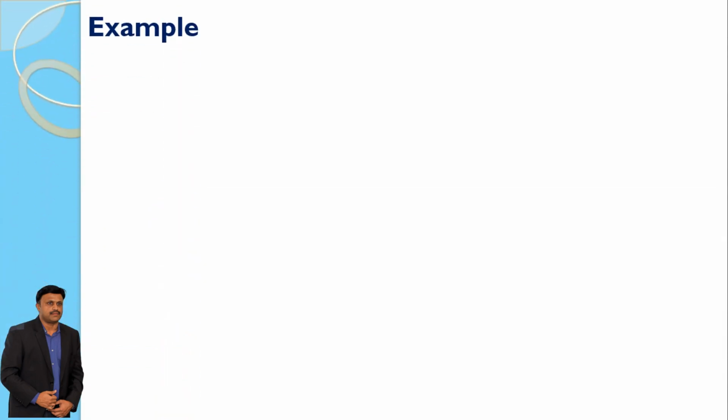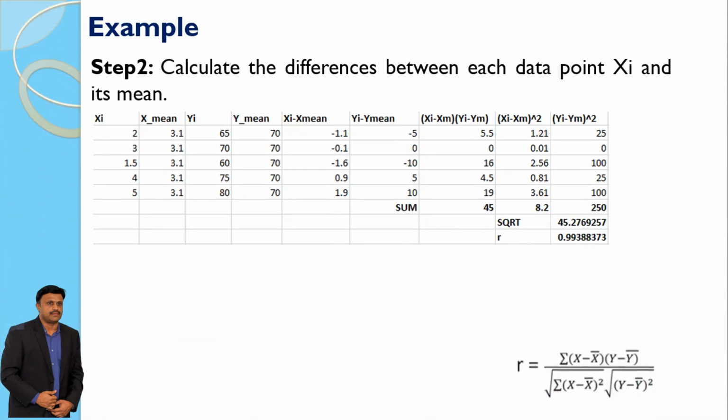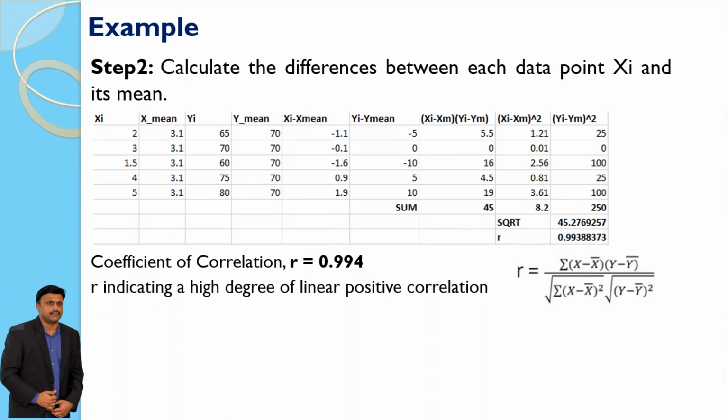The coefficient of determination, R squared, measures how well a statistical model predicts an outcome. It indicates the proportion of variance in the dependent variable explained by the independent variable.